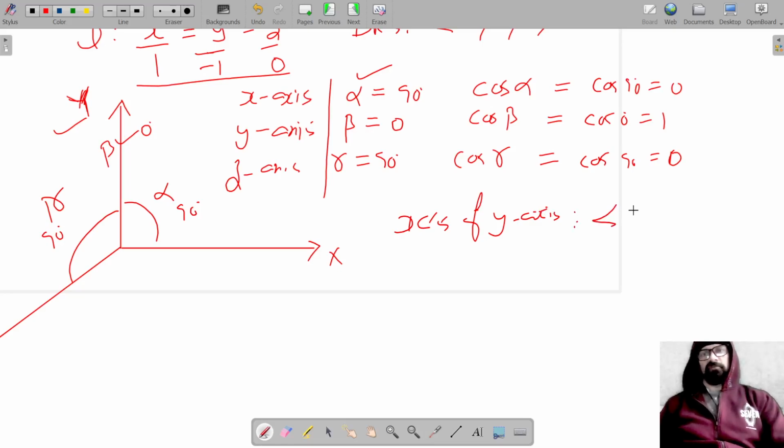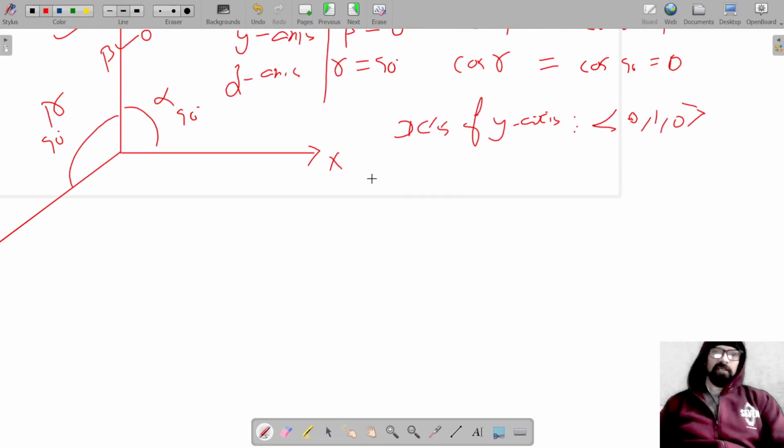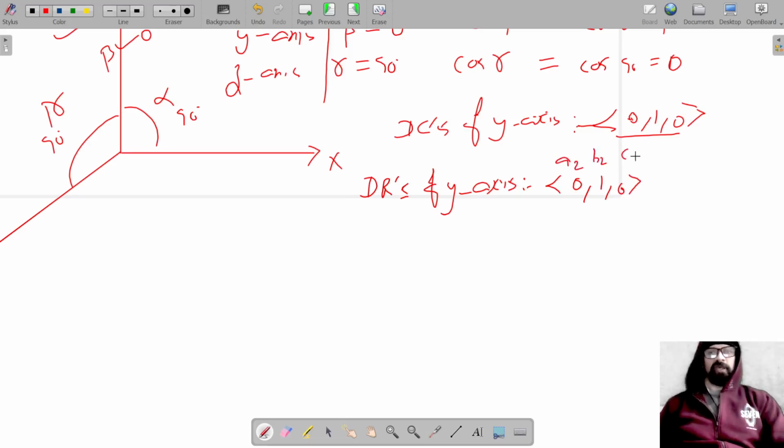So direction cosines of y-axis are 0, 1, and 0. Now, what would be the direction ratios of y-axis? The direction ratios of y-axis will be some number multiplied by these direction cosines, and let me just multiply them with 1, because you can multiply any number, which gives me the same result. So these are the direction ratios of y-axis. Let's say these are a2, b2, and c2.